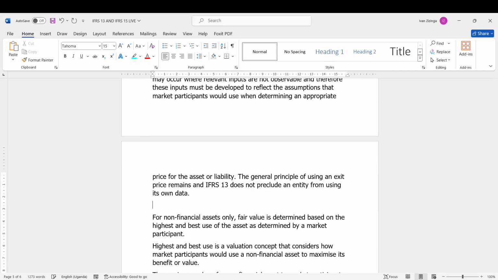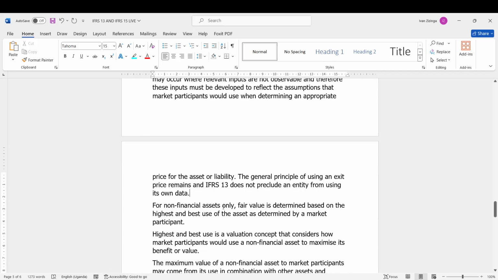Okay, let me discuss about non-financial assets. We have what we call non-financial assets, like land, buildings. We always consider the highest and best use of the asset. Please note that once you want to attach value on assets that are not monetary in nature, you can either say non-financial or non-monetary assets.